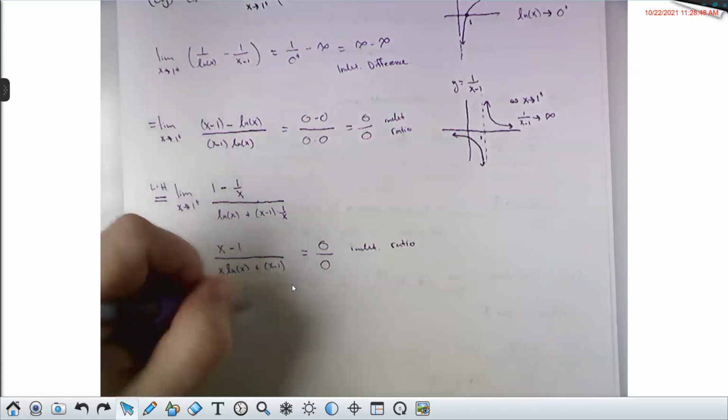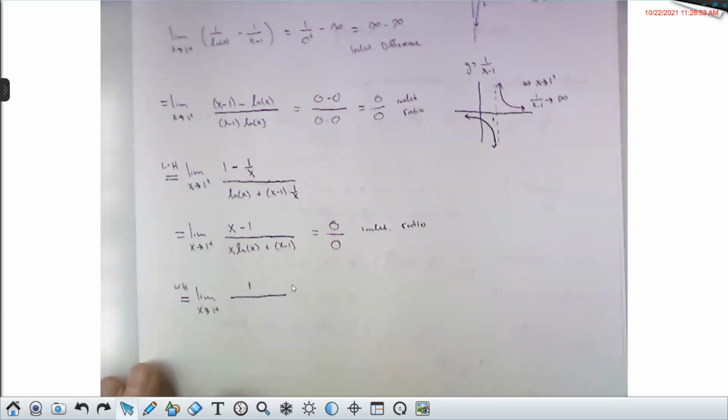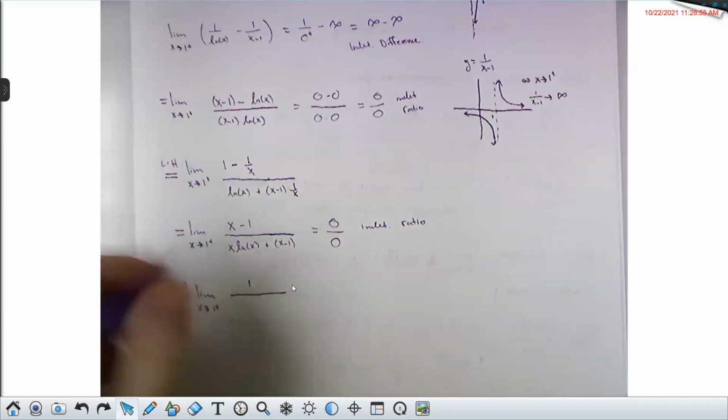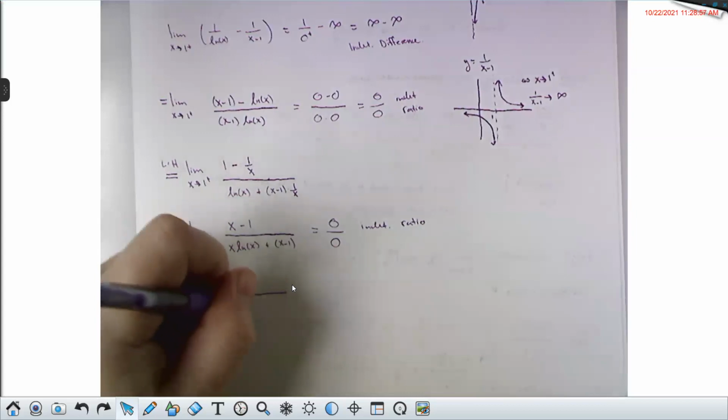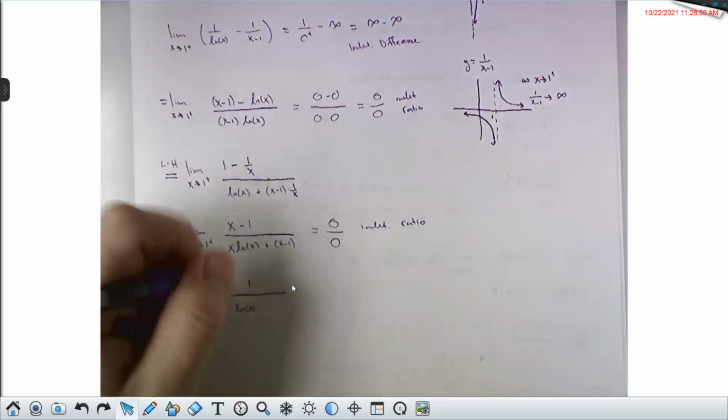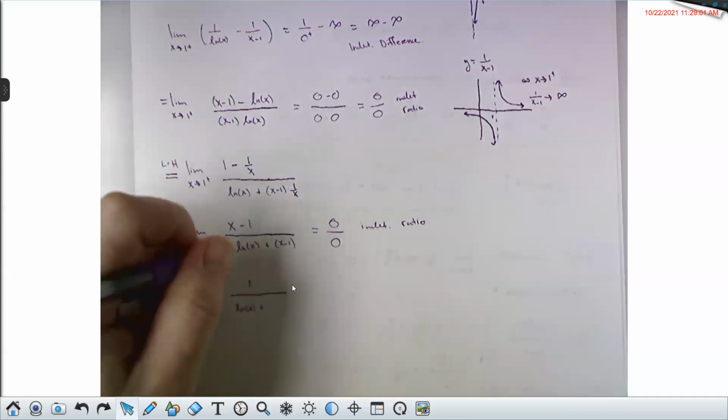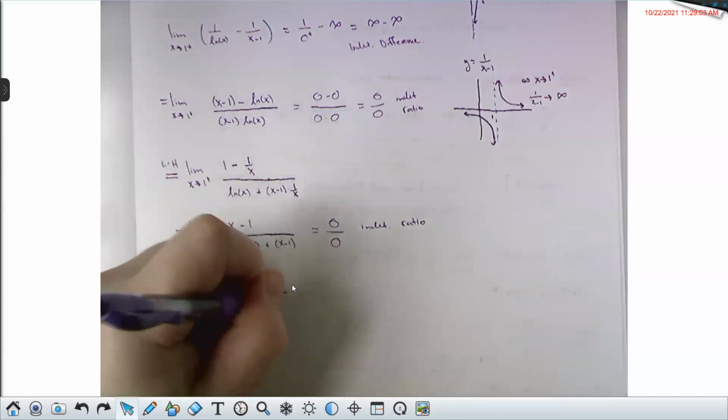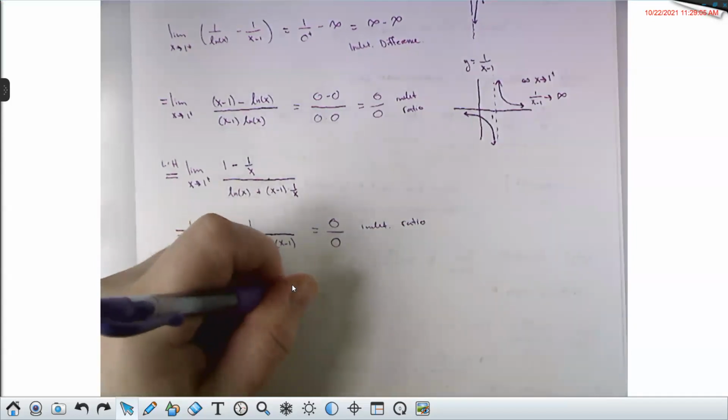The derivative of the top is now 1. The derivative of the bottom is a little bit more complicated. x ln x requires a product rule. So that's the derivative of x, which is 1, times ln x, plus x left alone times the derivative of ln x, which is 1 over x.